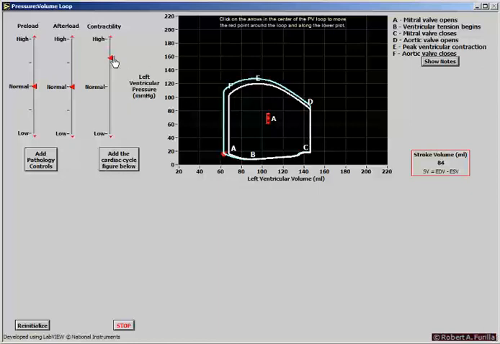On the other hand, if I decrease contractility, this could be a decrease in sympathetic nerves or heart failure, we could see now a decrease in the ejection fraction and a higher end systolic volume. Let me take a minute to put a condition up and give you a chance to see if you can figure out what's happening here.